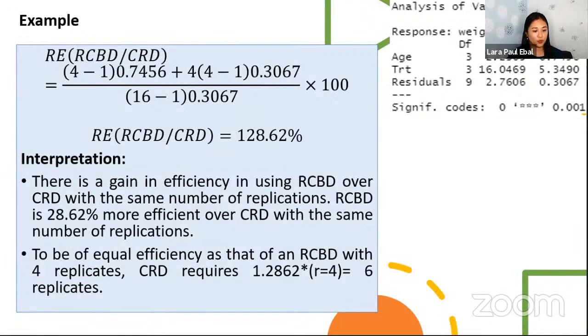Now, to be equal in terms of efficiency, we need to what? Multiply this value 1.2862 times the number of what's this? Replicates. The blocks here, the 4. So we have around 6 replicates. Kung mag-conduct tayo ng CRD, we need to have 6 replications to have the same efficiency with that of this RCBD.